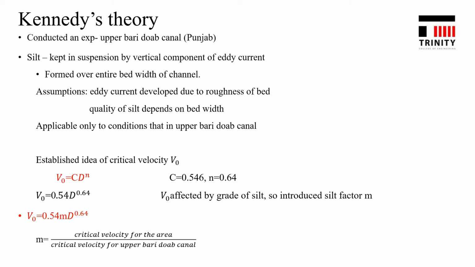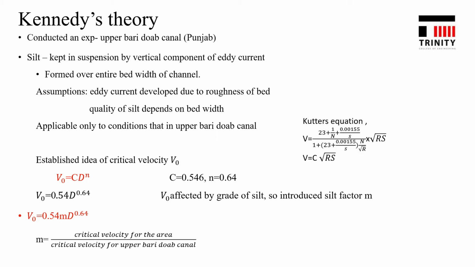This V0 was affected by the grade of silt, so he introduced another factor, M, the critical velocity ratio, which is expressed as CVR, that is the critical velocity for the area divided by the critical velocity for the Upper Bari Doab Canal. So the equation for critical velocity is V0 equal to 0.54 into M into D raised to 0.64.